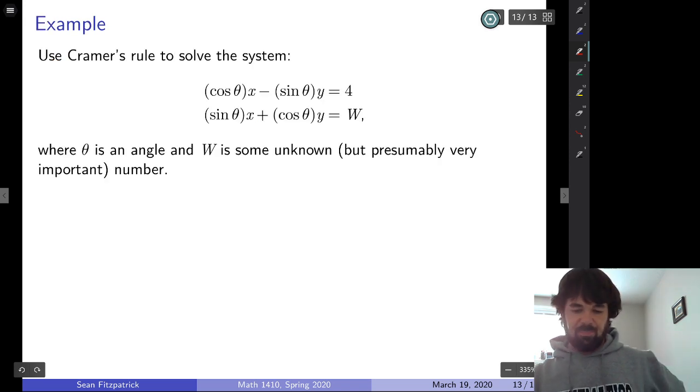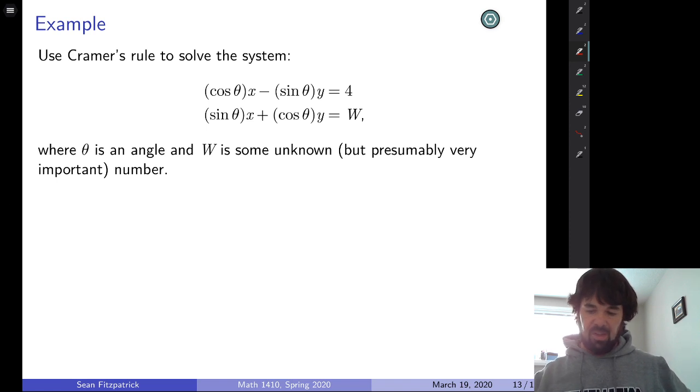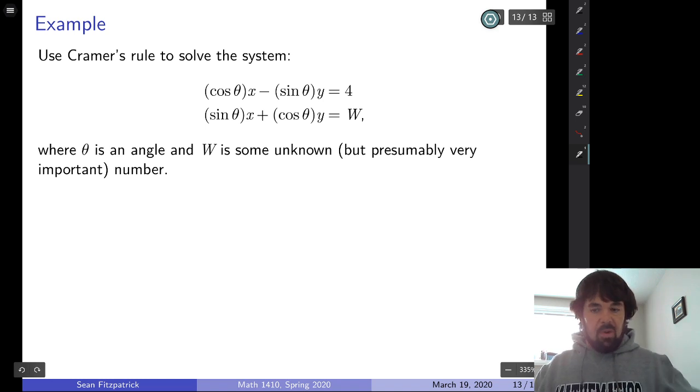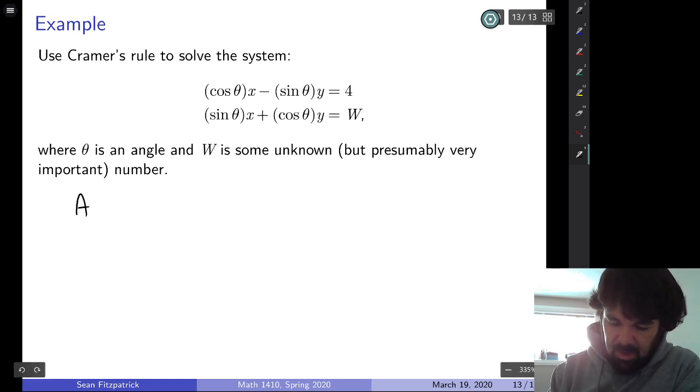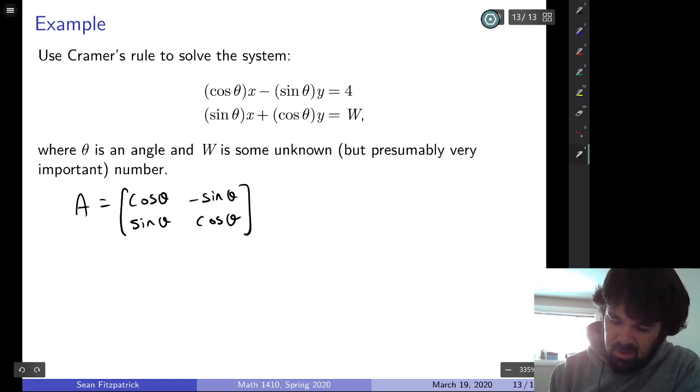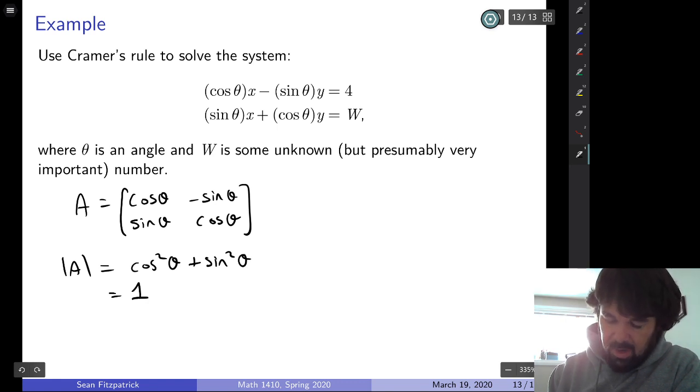Okay, so here I give you a scary looking example, again, somewhere where you would use Cramer's rule, a 2x2 system. You would solve a 2x2 system using row operations. It's faster. But here your matrix A looks like this: cos theta, minus sine theta, sine theta, cos theta. And now you do need one trig identity here. The determinant is cos squared theta plus sine squared theta, which is 1.